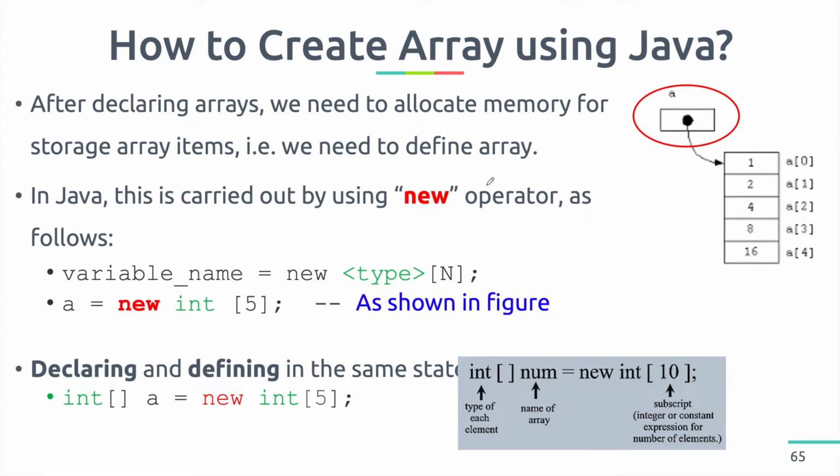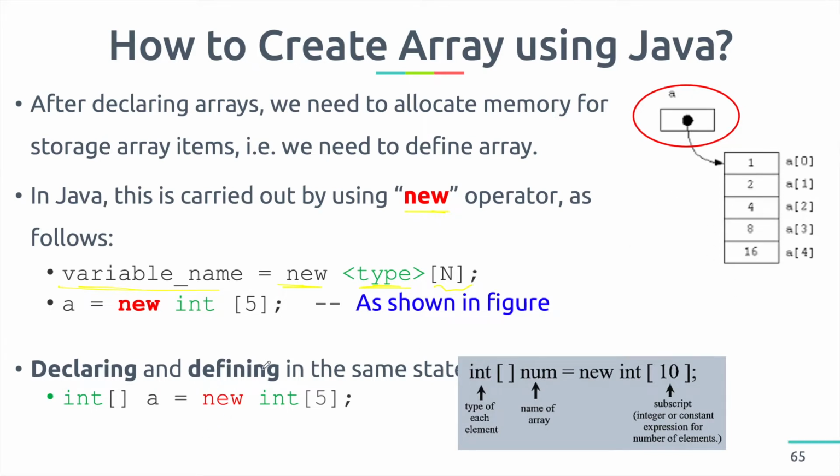After declaring an array variable, we need to allocate memory for the storage of the array items. How do we do that? We need to define that array. We define an array by using the new operator. Here we have the array name is equal to new, and then we say the type of this array, and then we include the size of the array. So here we have a is equal to new int 5, which means that the array A has a size of 5, which is what we can see here.